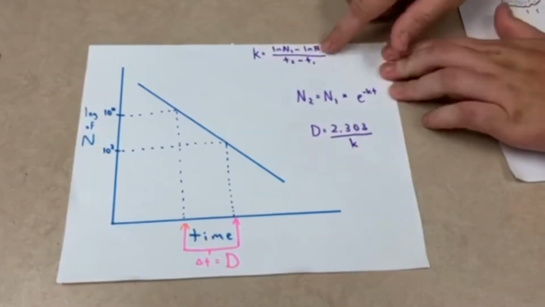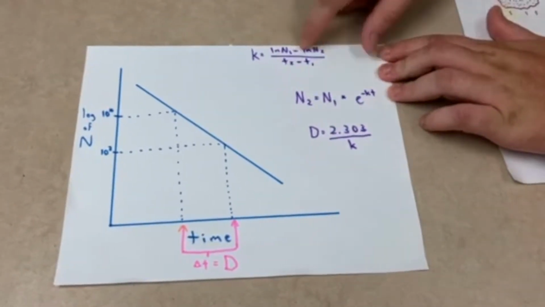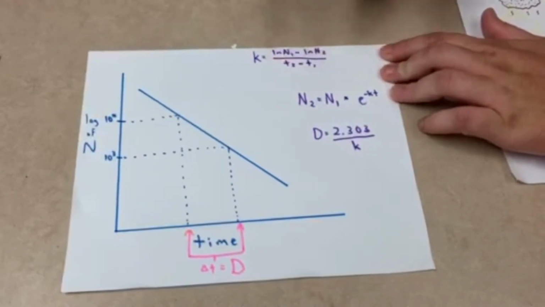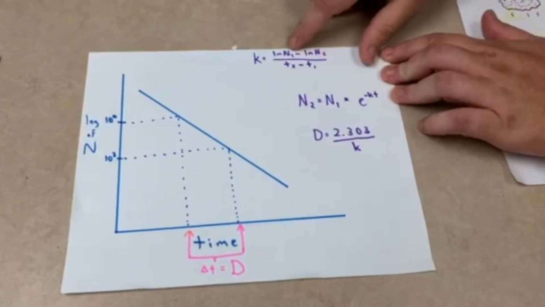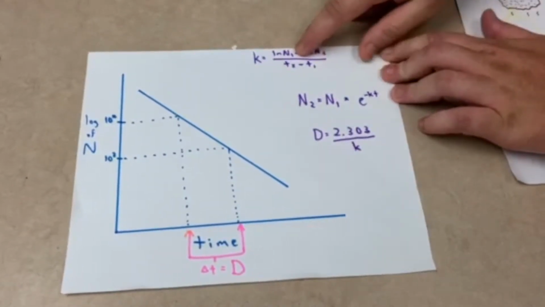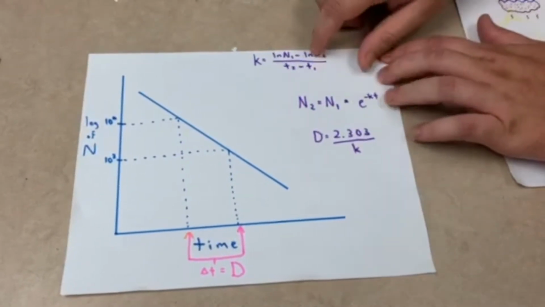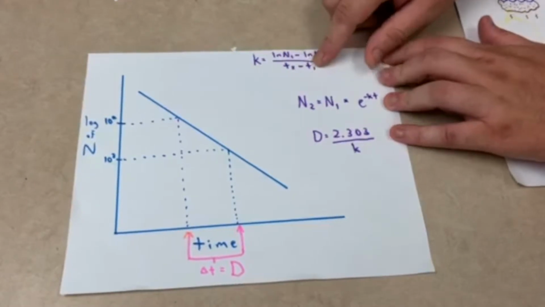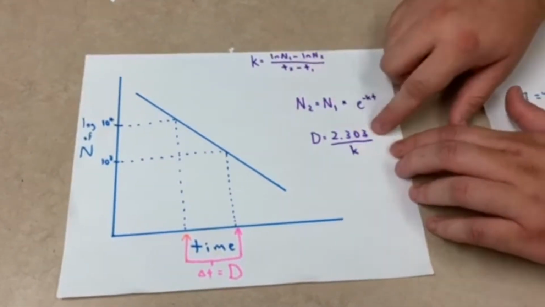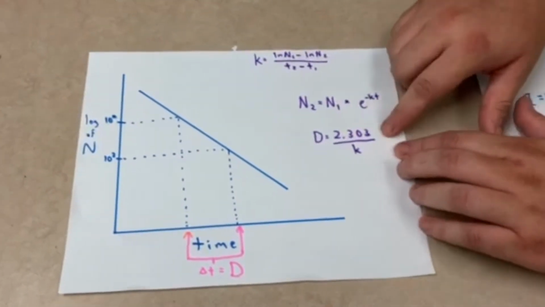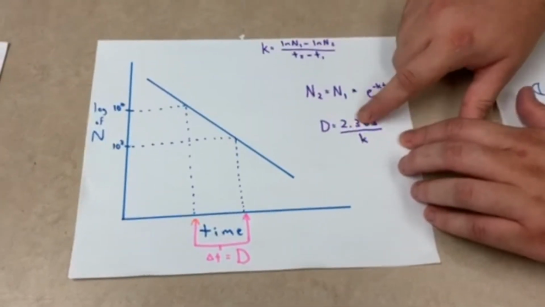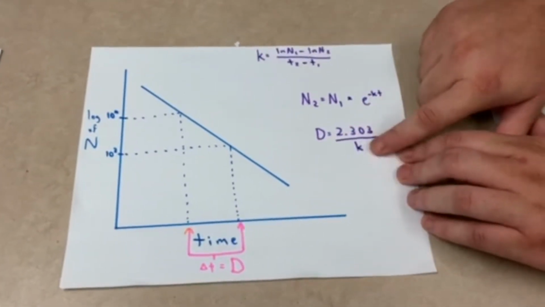Now, if you get to the equation portion of this here, you got your K. You calculate your K, which is your proportional constant, using the natural log of the initial number of microbes minus the natural log of the final number of microbes over the final time minus the initial time. You can then use this K to calculate your D value. Your D value is going to be 2.303 over your calculated K.